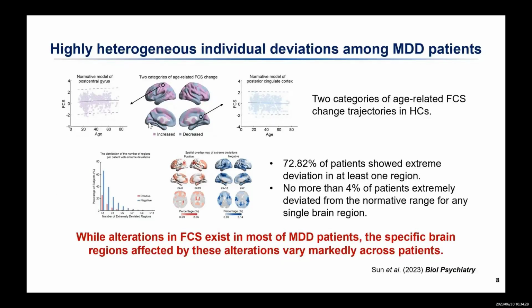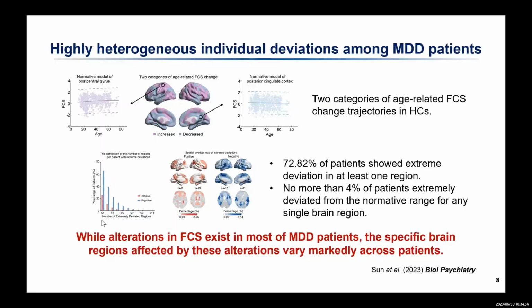Here are our results. As I mentioned before, we estimated the normative models for each brain region. We found some regions showed increased age-related FCS change. For example, this is the normative model of the postcentral gyrus. And some regions show decreased FCS change with age. For example, this is the normative model of the posterior cingulate cortex.